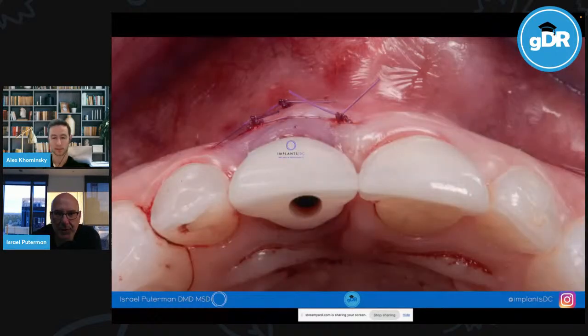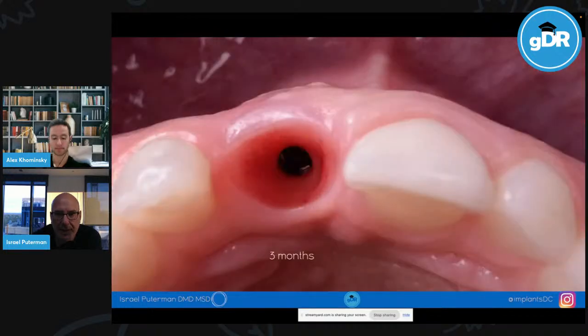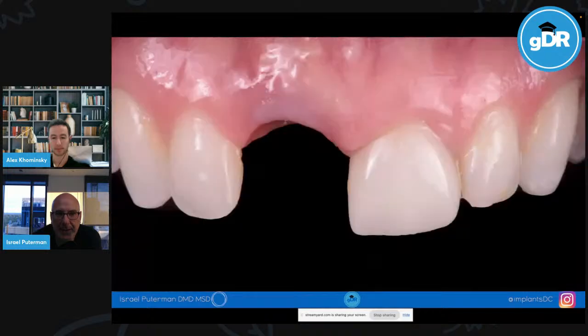But you can appreciate the restoration of that facial contour before versus immediately afterwards. So now we wait 3 months and that facial contour has maintained, and now I'm happy with where it is.